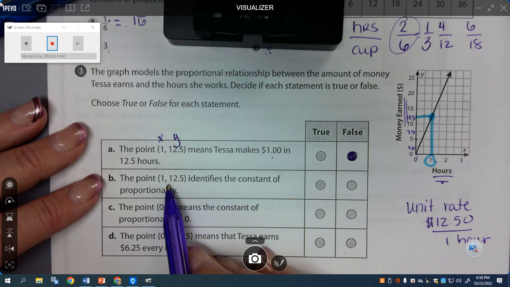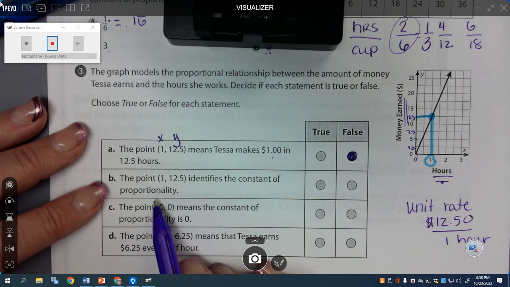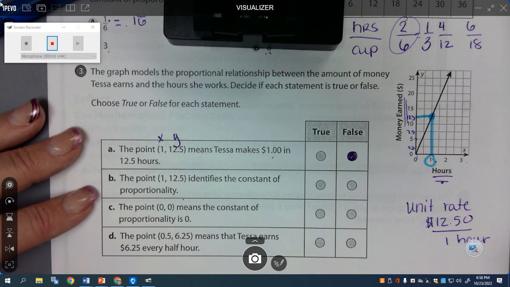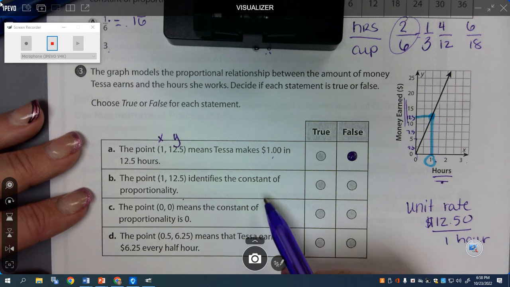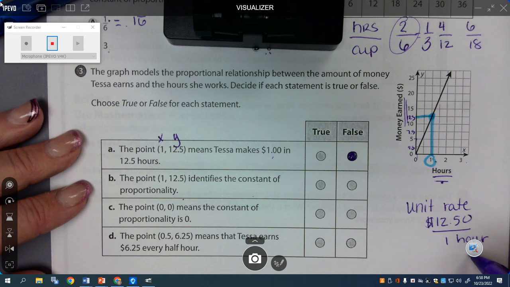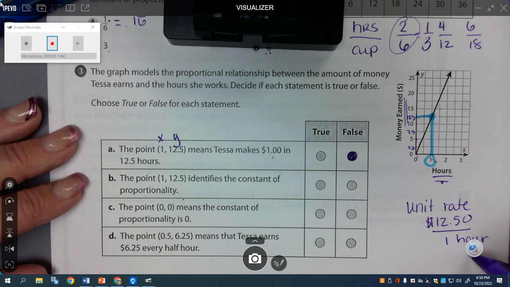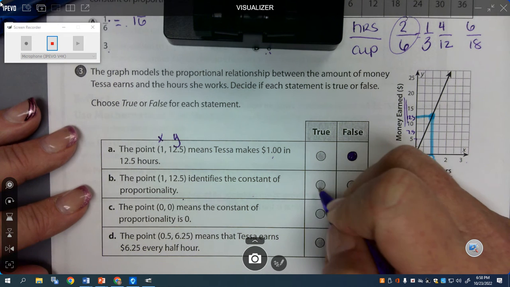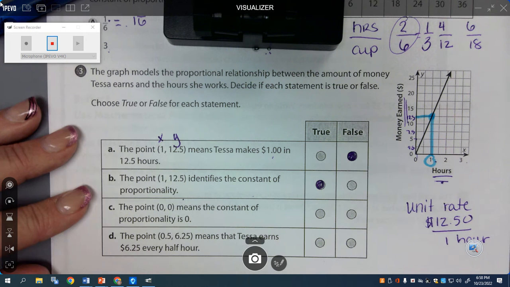Okay, let's look at this one. The 0.1 comma 12.5 identifies the constant of proportionality. Why, yeah, it does. We already figured that out. This is the unit rate. This tells us how much she makes per hour. The unit rate is also called the constant of proportionality. So that too is true.